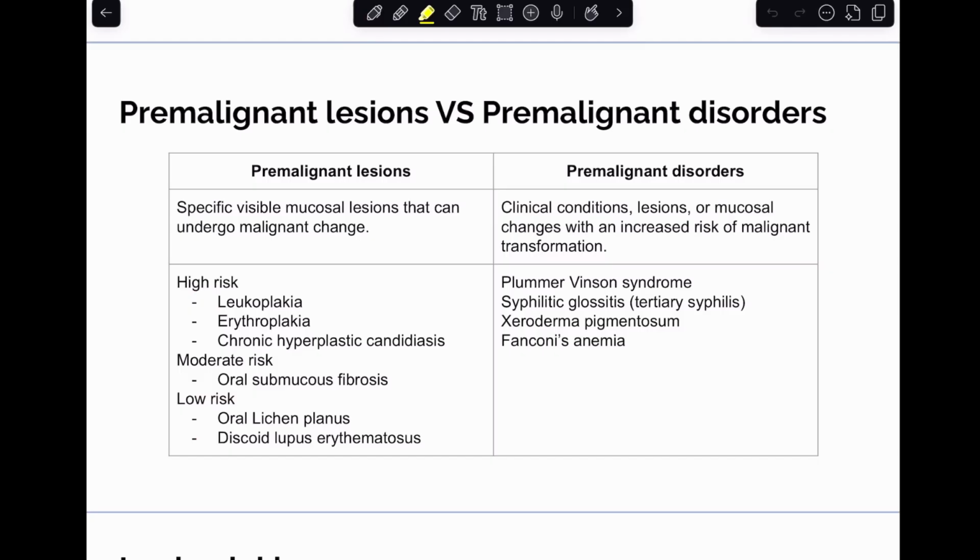Now that we have discussed staging, we'll talk about a very important MCQ question. And the question is, what is a premalignant lesion and what is a premalignant disorder? What are the differences between them?